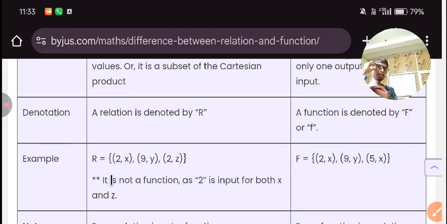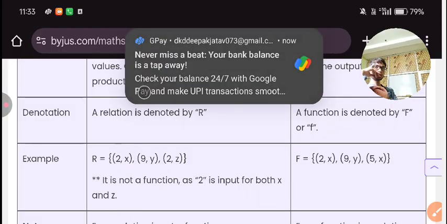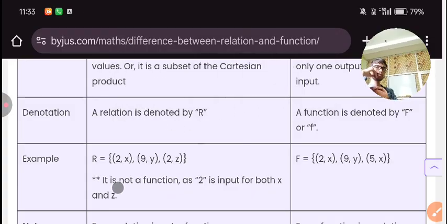Here we have R, which is a subset of a Cartesian product: (2, x), (9, y), (2, z). It is not a function as 2 is the input for both x and z. Here we have 2 twice in the domain, this 2 and this 2. That's why it is not a function.